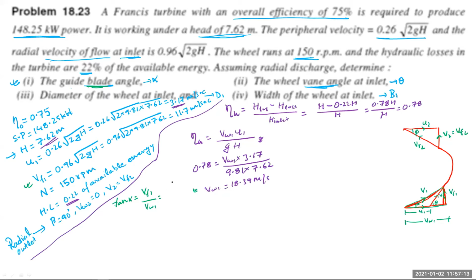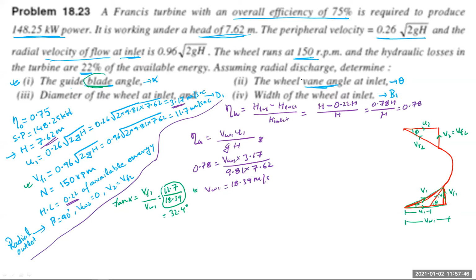Okay, Vf1 is 11.7 meter per second and Vw1 is, where is Vw1? Yeah, here, this one, 18.39. Tell me what you are getting for your alpha. 32.4 degrees, sir. 32.4 degrees. Tan inverse you have to do for this term, whatever you will get. This is your blade angle.